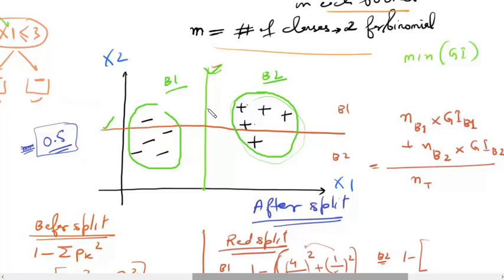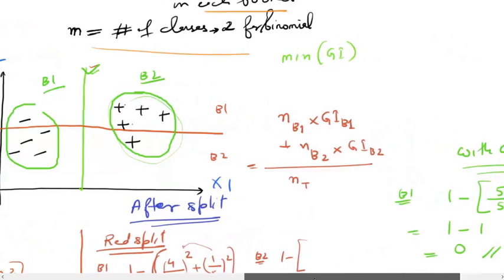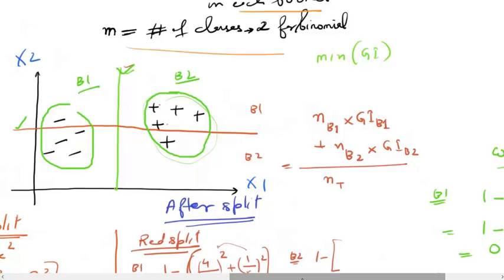In some cases it may not be able to arrive at a final Gini index of 0, but whatever Gini index it arrives at will definitely be lesser than what it started with. So the Gini index after the split will definitely be lesser than the Gini index before the split. So this is how it works. This is the maths behind a decision tree algorithm.